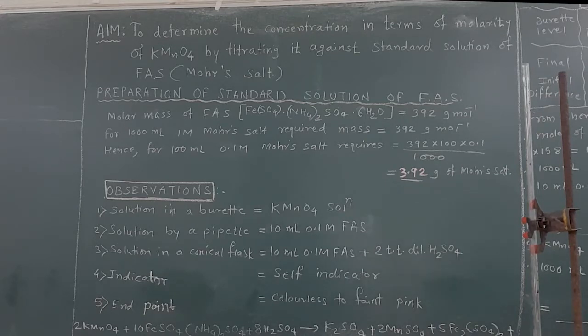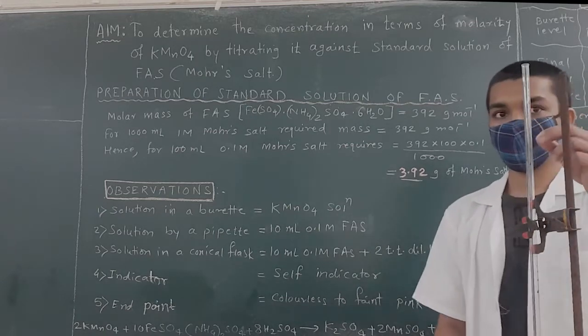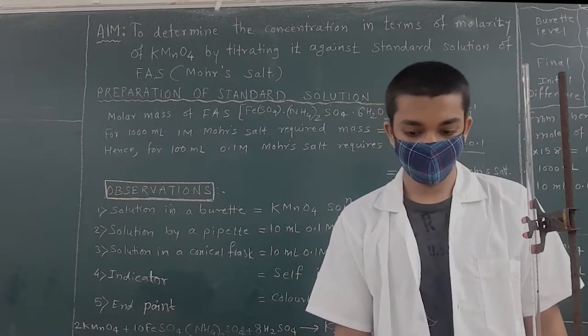Now the second part in this experiment is we are going to determine the molarity of KMnO4 solution by titrating it against standard solution of ferrous ammonium sulfate. For this experiment we need apparatus. First of all we need a burette. Second, we need a 100 ml standard measuring flask.